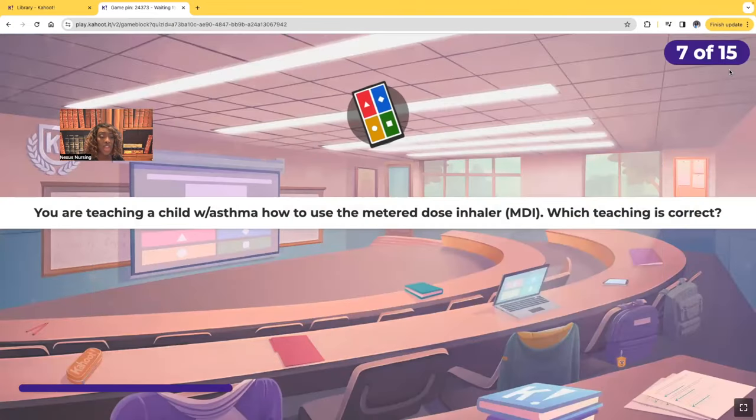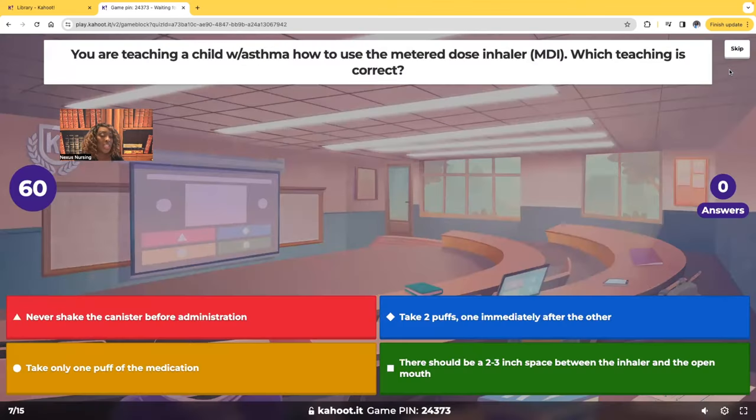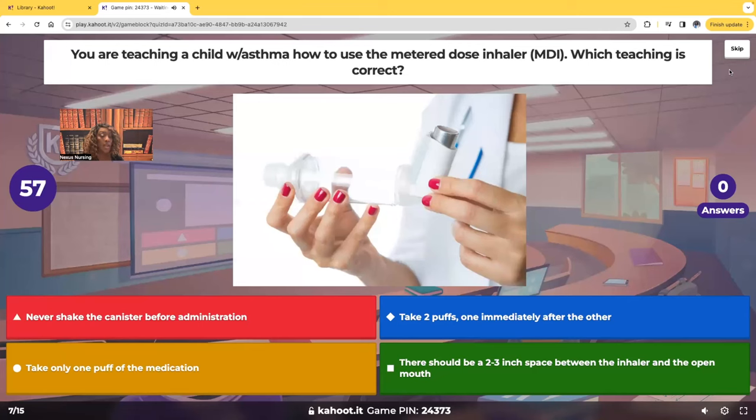All right, you're teaching a child with asthma how to use an MDI, a metered dose inhaler. Which teaching would be correct? Never shake the canister before administration. Take two puffs, one immediately after the other. Take only one puff of the medication. There should be a 2 to 3 inch space between the inhaler and the open mouth. Which teaching is correct?